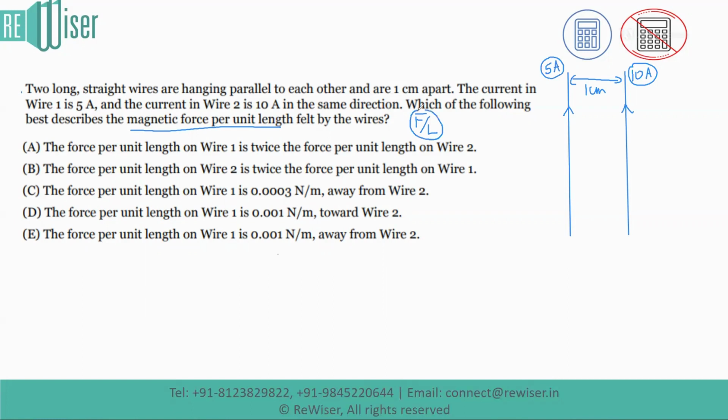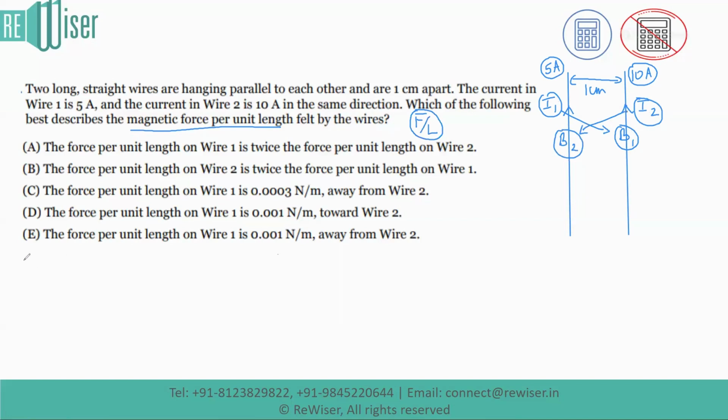Now, remember this, a current carrying wire is capable of producing a magnetic field. So let's say this is current I1, this is current I2. I1 is capable of producing a magnetic field B1, which will be applied on I2, because I1 can't apply a magnetic field on itself. So I1 will produce a magnetic field B1 around itself, which will be applied on I2. Similarly, I2 will produce a magnetic field B2, which will obviously be applied on I1.